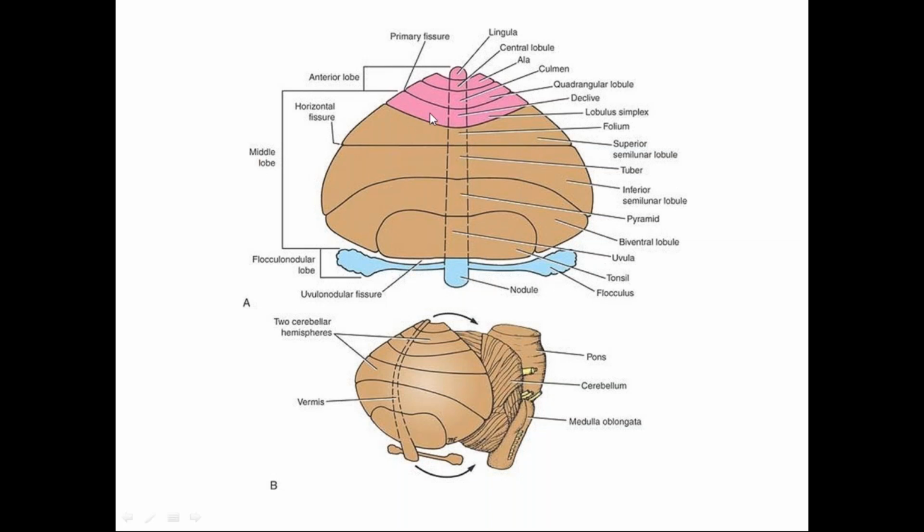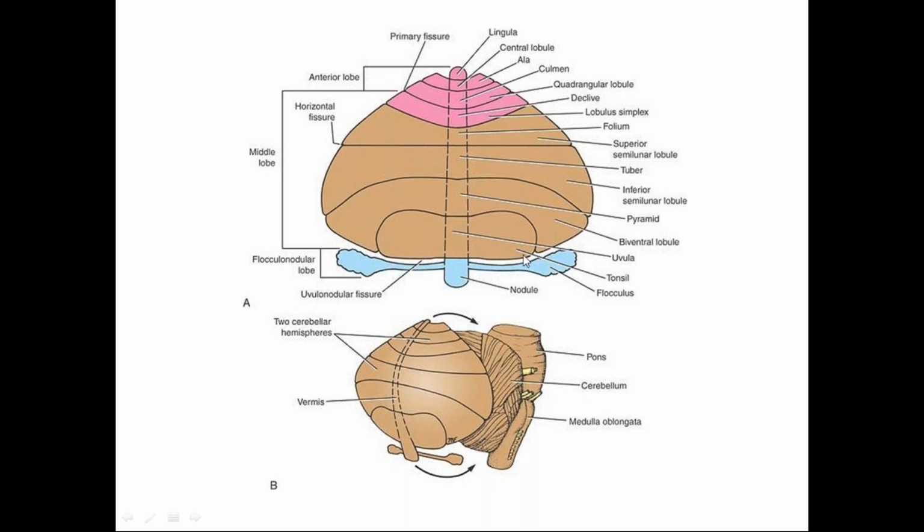And if you look at this carefully now, this is the fissura prima, and in front of it, whatever is there has been marked pink. That means the anterior lobe has been marked pink. The posterior lobe is brown, and the flocculonodular lobe, which is separated from the rest of the cerebellum by the uvulonodular fissure, also called the posterolateral fissure, has been marked. What color? It's been blue.